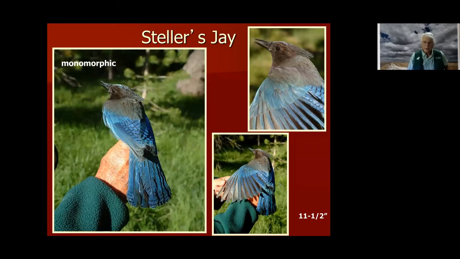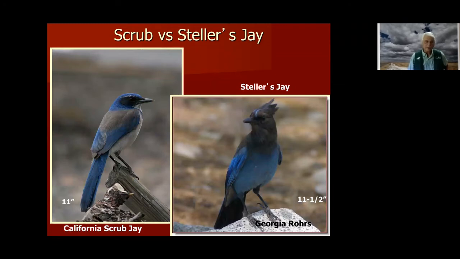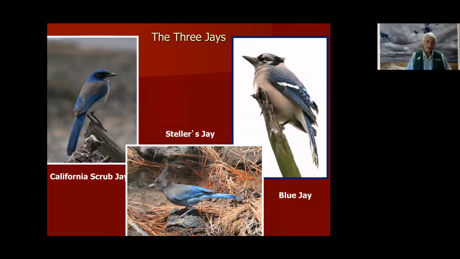Monomorphic, like all jays, can't tell male from female. There are no distinguishing marks on the wings at all, other than the fact that the veins of the wings are grayish as opposed to the rest of the wing being blue. And so there is the scrub jay compared to the Steller's jay. I think it's very easy to tell them apart, isn't it? Steller's jay is about a half inch larger than the scrub jay. And so these are our two Nevada bluish jays compared to the eastern blue jay back east. Very different birds.